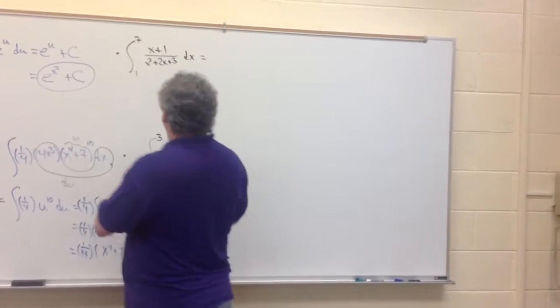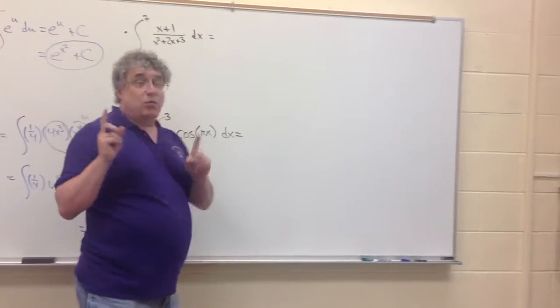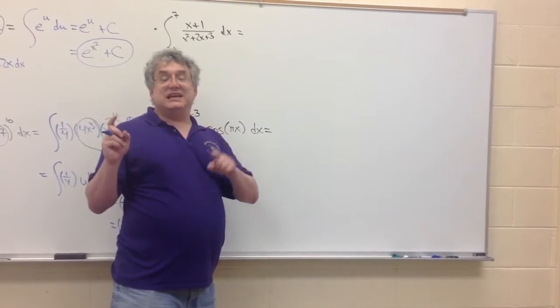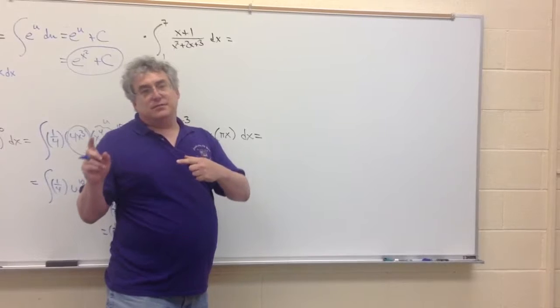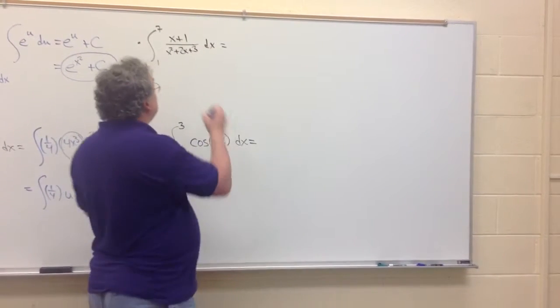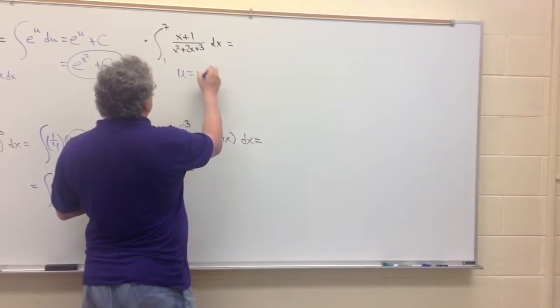Hopefully you can tell. U is going to be the thing, 2 things about it. One, it's hard to use, and the second is its derivative, maybe with a constant missing, is around. U is the thing on the bottom. Why is that?